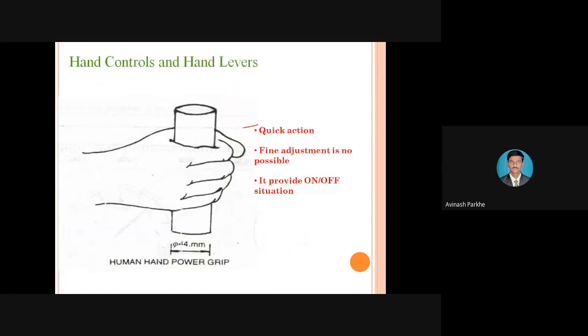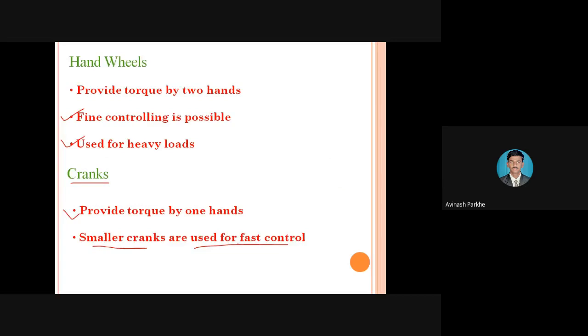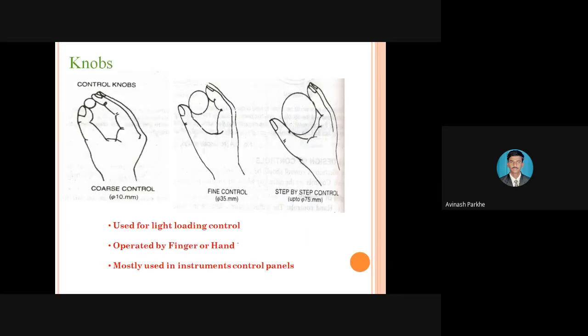One is your hand control, also called a hand lever, then hand wheels, and then cranks. And now knobs. We have discussed where knobs are provided. Such knobs are provided in measuring instruments. You have observed these instruments in our college, maybe in the metrology lab. Such knobs are provided on various types of instruments.